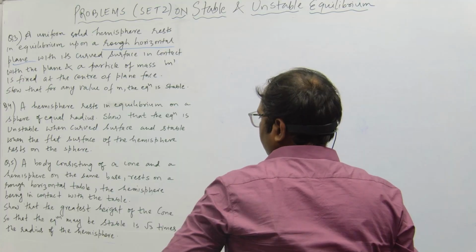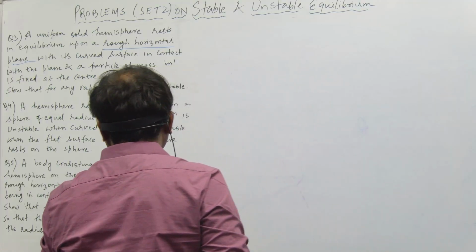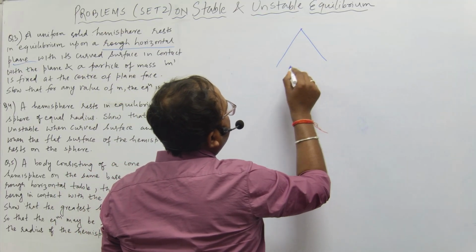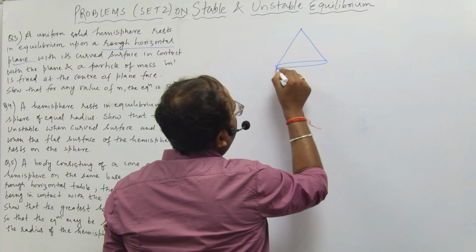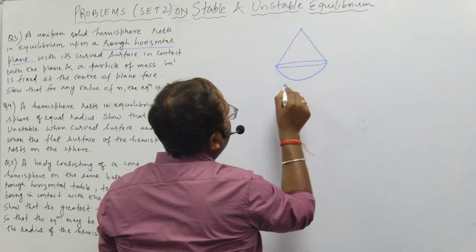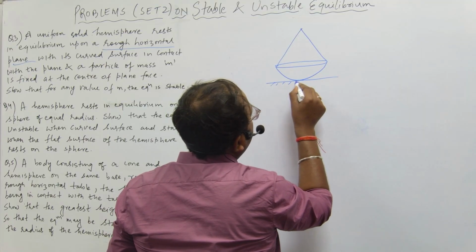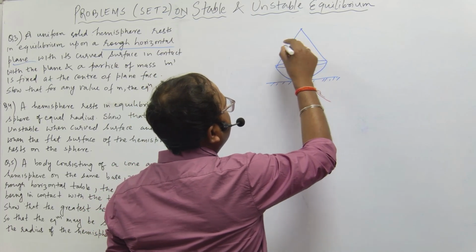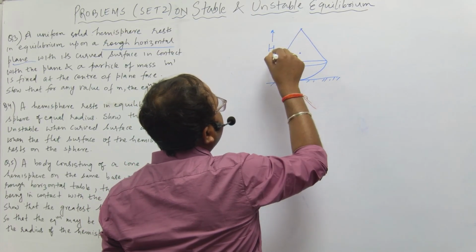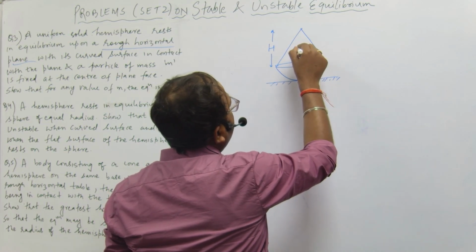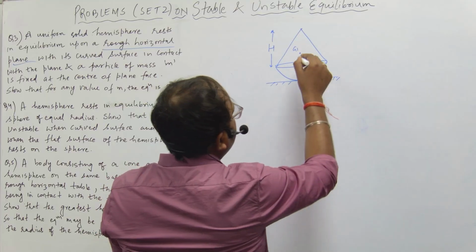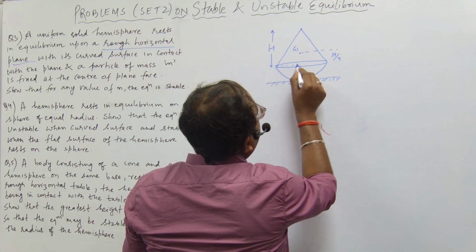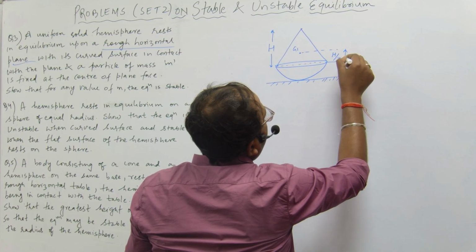So we have a body consisting of a cone and a hemisphere. Okay, so we have a cone like this, and a hemisphere like this, and this combined body rests on a table. This is our table. Let us take the height of this cone as capital H. The center of gravity G1 of this cone will lie at a distance of h upon 4 from the plane surface. This is the plane surface. So this is h upon 4.